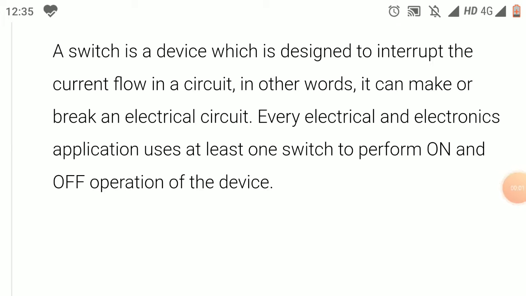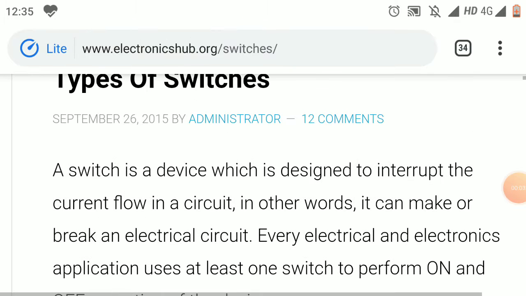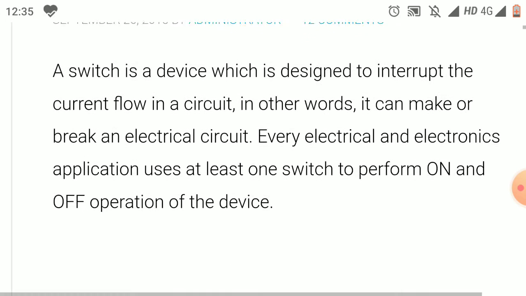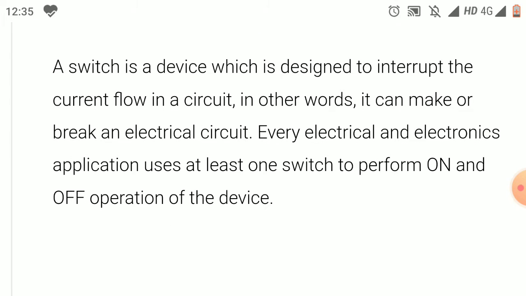Good afternoon, guys. Here with the topic of types of switches. There are different types of switches depending upon their design and depending upon their operation. Before that, we will know what is a switch.